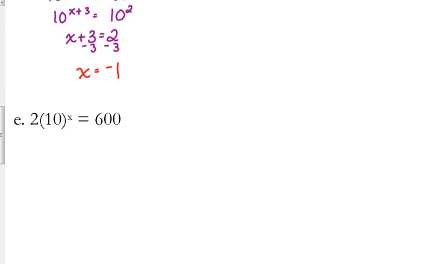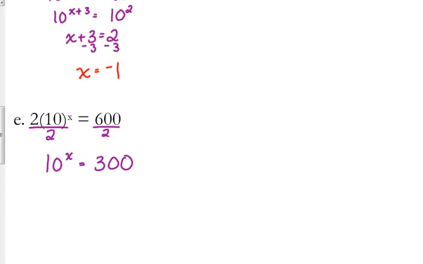Now, E is 2 times 10 to the x is equal to 600. So we've got to get the exponential by itself. We divide both sides by 2. So we have 10 to the x is equal to 300. Well, this is the first time that our equation hasn't been equal to 100. We cannot rewrite 300 so that it has a base of 10. There's no way to raise 10 to a power to get 300.